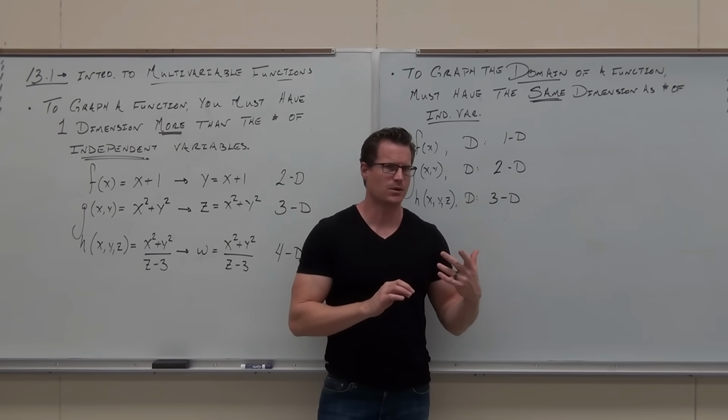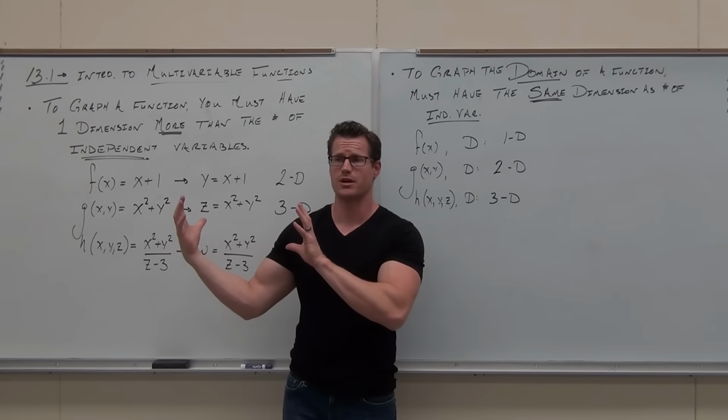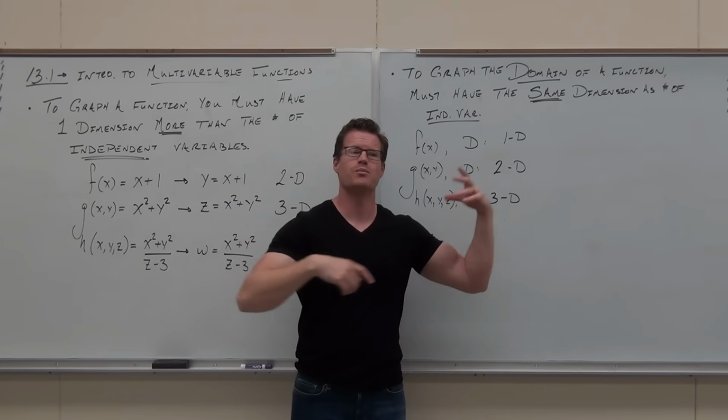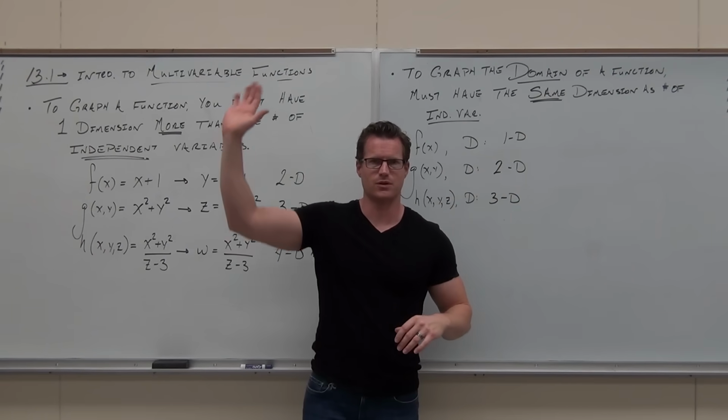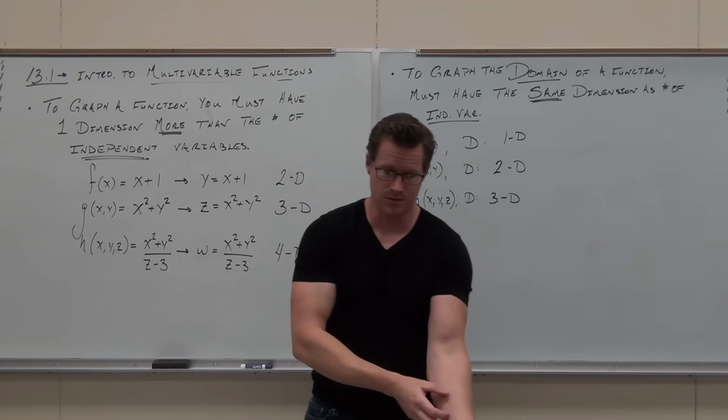This will become a lot clearer when we do some examples, but right now do you understand the concept behind it of the number of independent variables, what the graph looks like, 1 dimension higher, and what the domain looks like, equal number of dimensions? Show of hands if you're okay with that idea. Okay, are you sure? Any comments, questions, or anything before we continue?